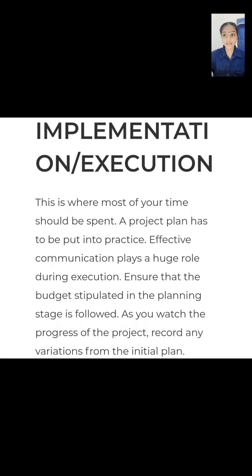So the third one is execution. This is where most of your time should be spent. A project plan has to be put into practice. Effective communication plays a huge role during execution. Ensure that the budget stipulated in the planning stage is followed. As you watch the progress of the project, record any variations from the initial plan.